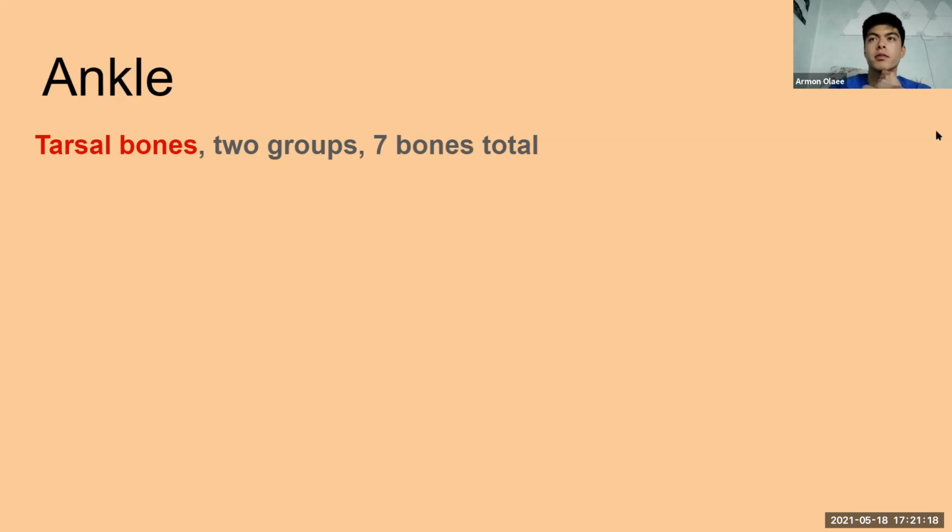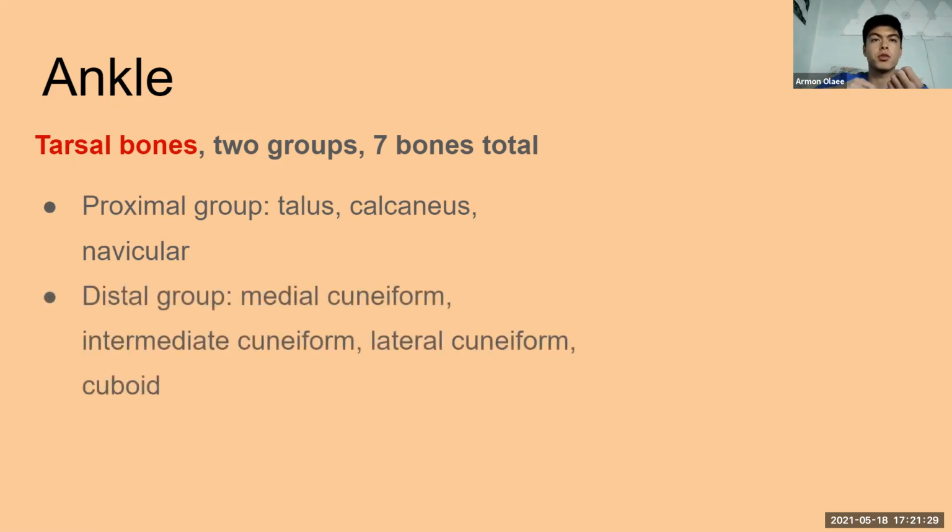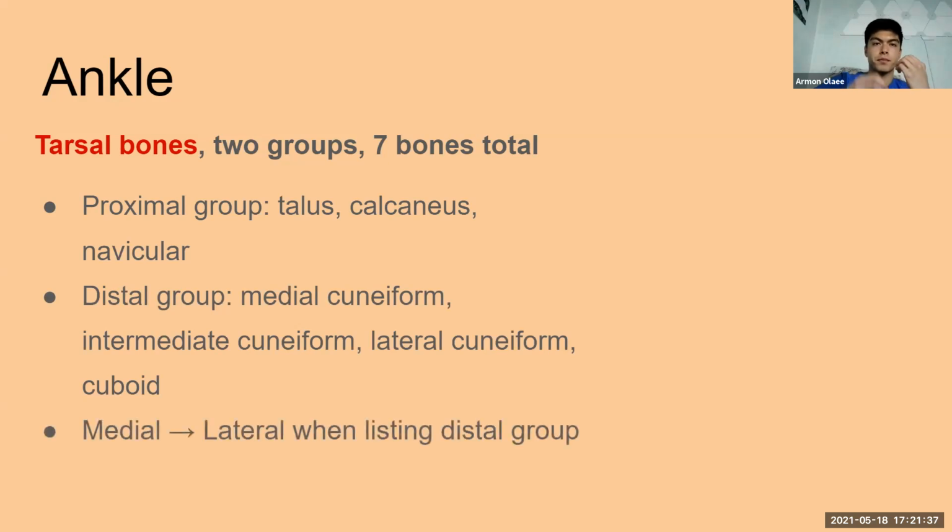Yeah, it is a little difficult to remember, but your proximal group consists of your talus, your calcaneus, and your navicular, those 3 bones, while your distal group has the medial cuneiform, intermediate cuneiform, lateral cuneiform, and your cuboid. And when you're listing the distal group, you want to go from medial to lateral, which we'll also see in the image, but remember to always go medial to lateral when listing the distal group. And a mnemonic, like the one we had for the carpal bones, for this one would be tiger cubs need milk.